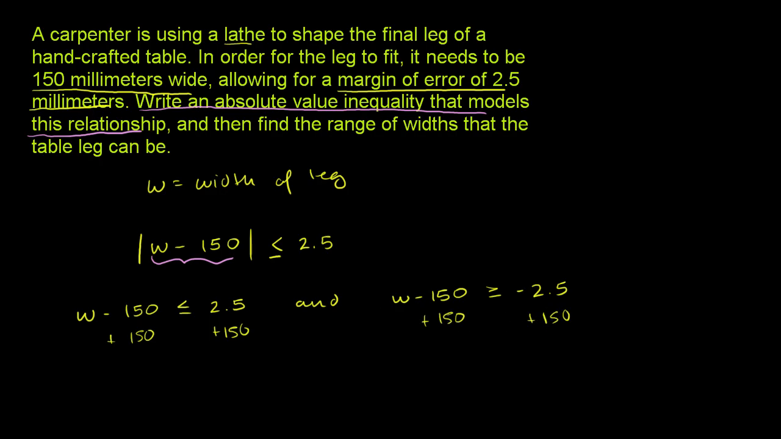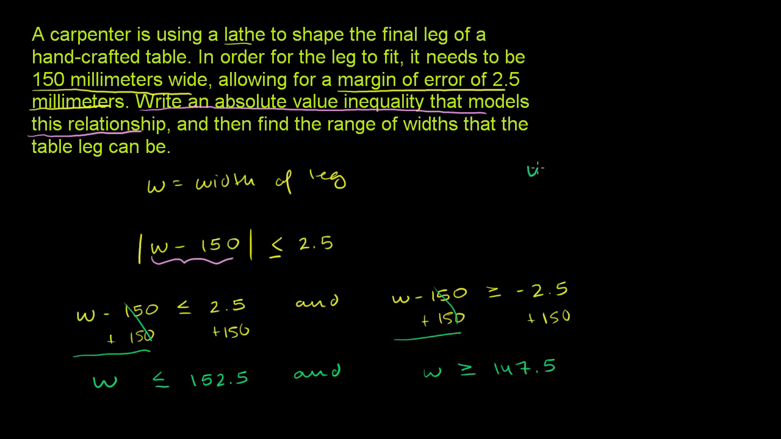What do we get? The left-hand side of this equation just becomes a W. These cancel out. W is less than or equal to 150 plus 2.5, which is 152.5. And then we still have our and. And on this side of the equation, this cancels out. We just have W is greater than or equal to negative 2.5 plus 150. That is 147.5. So the width of our leg has to be greater than 147.5 millimeters and less than 152.5 millimeters.